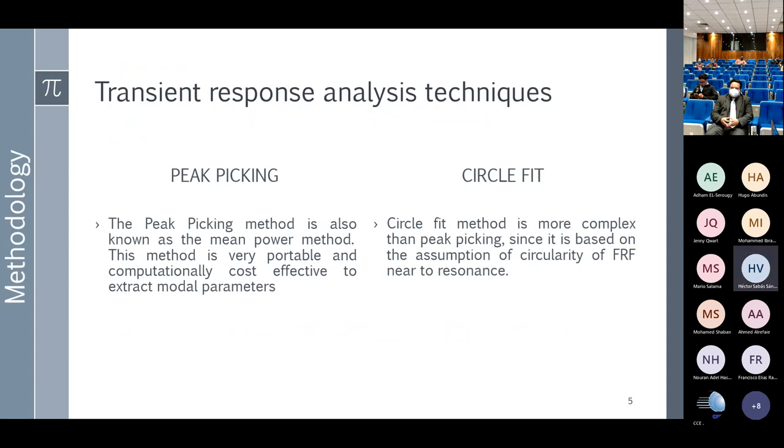We have two transient response analysis techniques in this work. First, the peak picking method, that is also known as the half power method. This method is very portable and computationally cost effective to extract modal parameters. And then there is the circle fit method, that is more complex than peak picking, and is based on the assumption of the circularity of the FRF near the resonance. Circle fit demands a higher resolution in the frequency response function, giving a better capability of identifying natural frequencies.